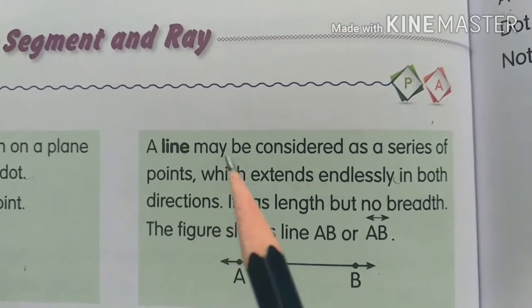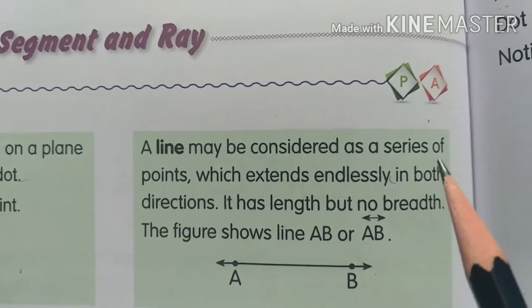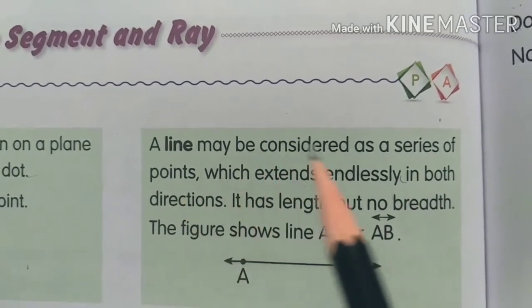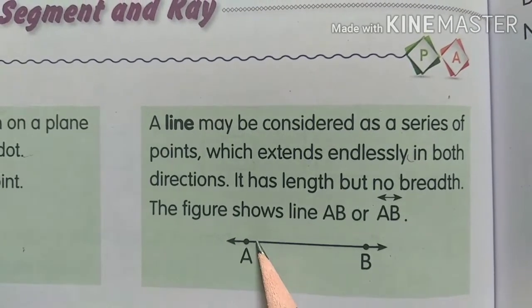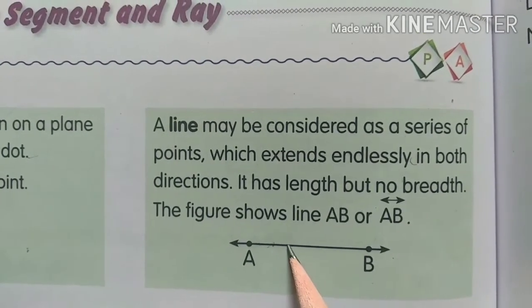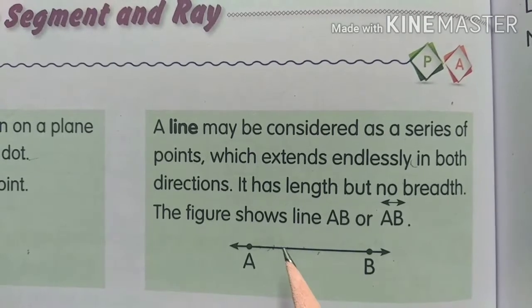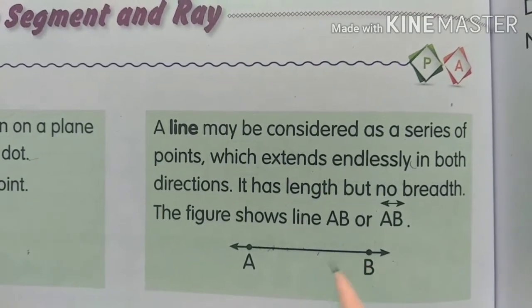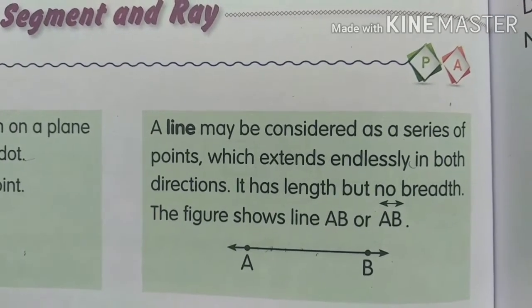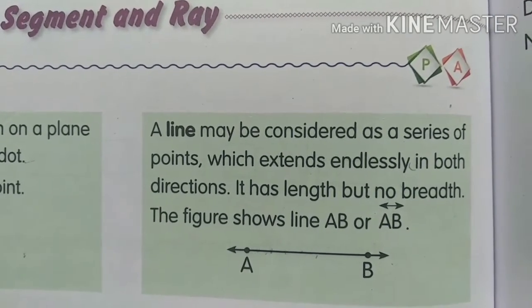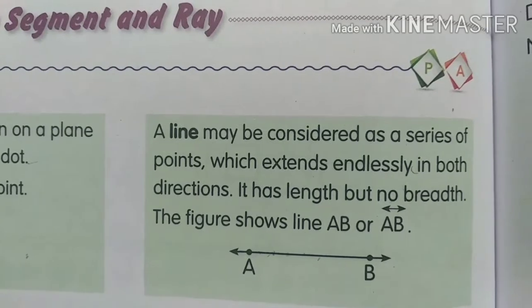A line may be considered as a series of points. What is meant by a series of points? A series of points means this way: point, point, point, point, point, continuously coming. That is a series of points which extends endlessly in both directions.